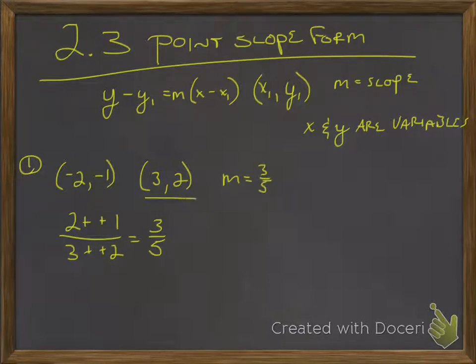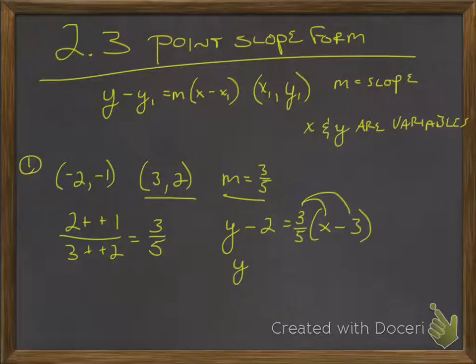So I'm going to use that slope and one of these points. I'm going to pick 3, 2, sorry, and plug it into point slope. So y minus my y1 is 2 is equal to 3/5 my m times x minus x1 is 3. Okay, I first have to distribute this slope, so that's 3/5 x minus 9 over 5, and then I'm going to add 2.